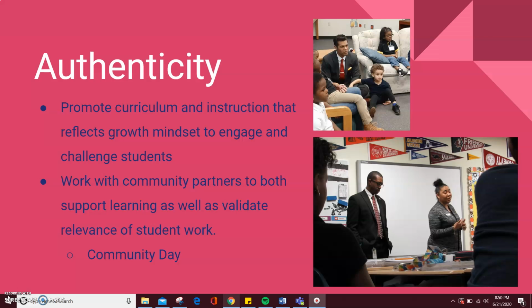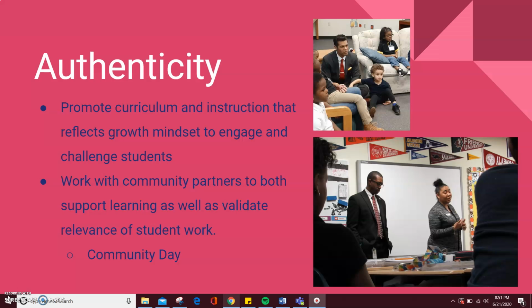Authenticity, promoting curriculum and instruction that reflects growth mindset to engage and challenge students, and continually making sure that the work they do is actionable and purposeful, working with community partners to both support learning as well as validate relevance for students' work. Pictures we have here are Community Day, where students worked in their classrooms to demonstrate and understand Black History Month, and using Black History Month as their theme to go through their different subject areas.